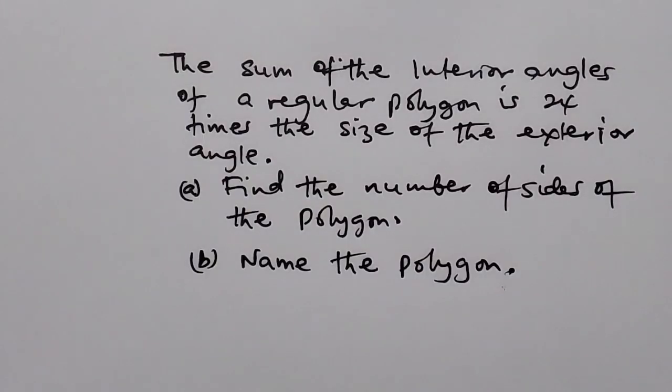The interior angle of a regular polygon is 24 times the size of the exterior angle. Find the number of sides of the polygon. That is part A. Part B, name the polygon.